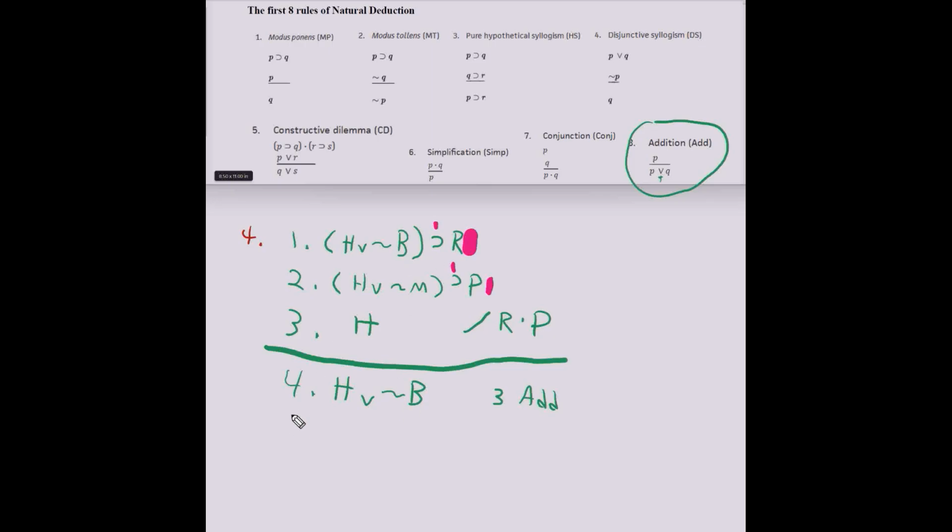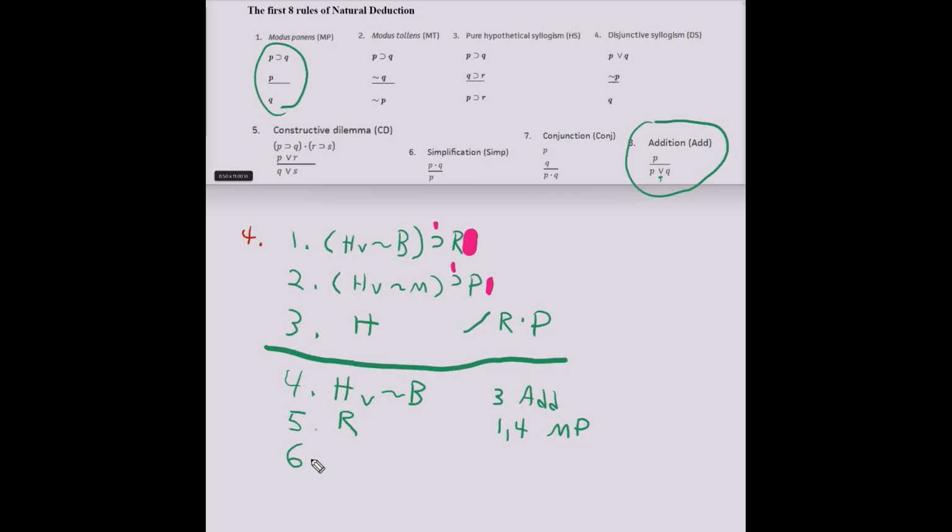So once I've done that, I have what I need to do modus ponens, because I have the antecedent to this conditional. So I can conclude R from line 1 and line 4, and that's just the good old rule of modus ponens. Because I have the antecedent here, I can conclude the consequent, which is here.